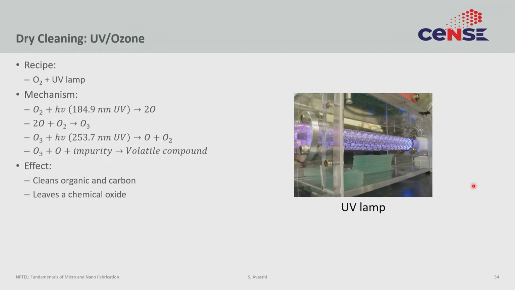So the first thing we'll discuss in dry cleaning is UV ozone. It's popularly used. The idea is fairly simple. If you take a UV lamp of low enough wavelength, it will provide enough energy for the oxygen to become ozone. So if you take 184.9 nanometer UV, shine it on oxygen, you form ozone. And that ozone is very effective. It's a great oxidizing agent, and it's also volatile, and there is no waste per se because it will decompose into oxygen on its own. The effect is it generally removes organic and carbon contamination by just oxidizing it, and it does leave back a chemical oxide.